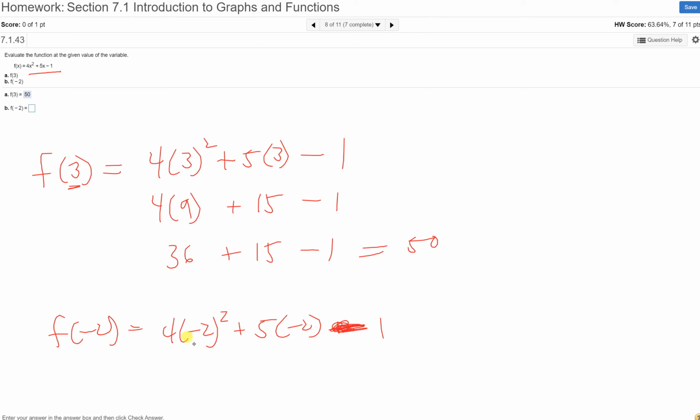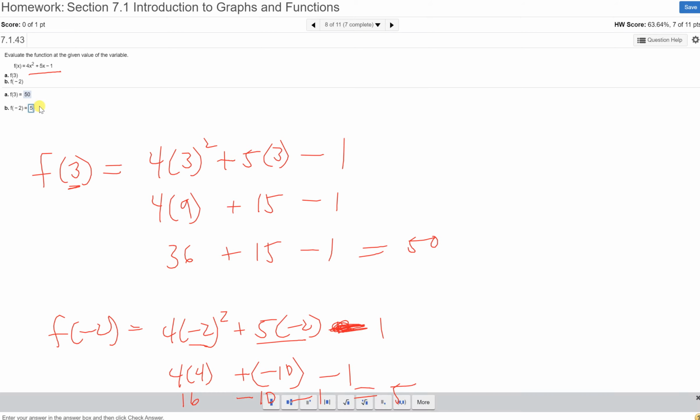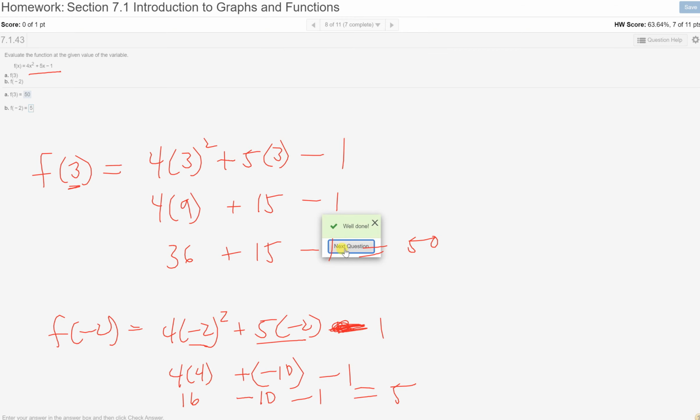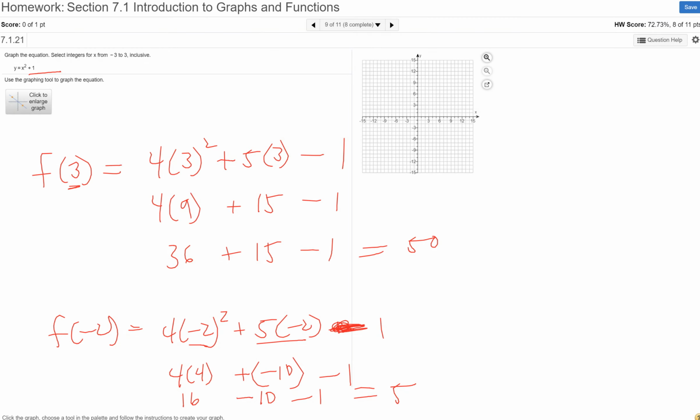So negative 2 squared is actually positive 4. And then 5 times negative 2 is negative 10 minus 1. 4 times 4 is 16. This is really just minus 10 minus 1. So 16 minus 10 is 6. 6 minus 1 is 5. That one's easy. So we'll put 5 here and see what happens. Well done. Let's clear this up.